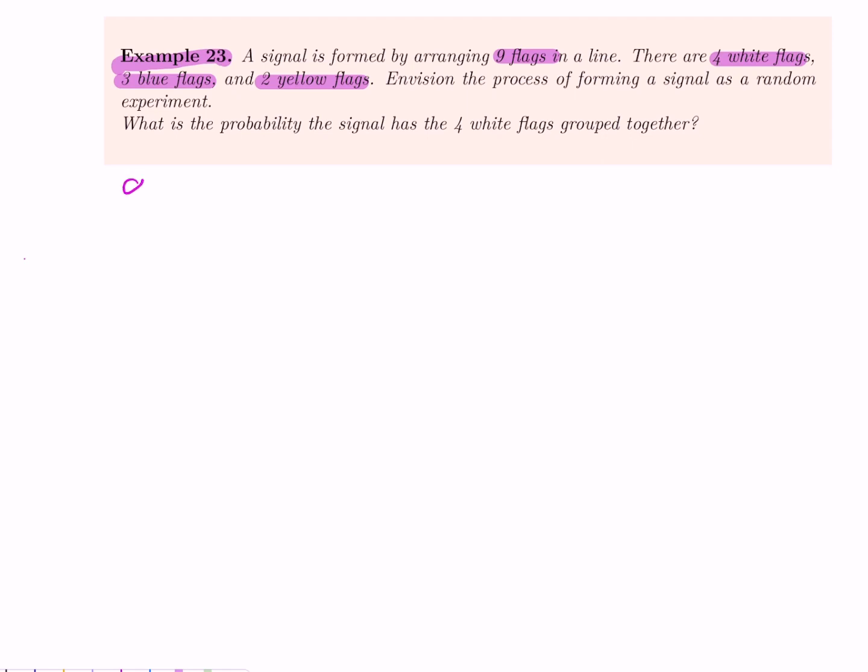There are 9 flags: 4 white, 3 blue, 2 yellow. So envision the process of forming a signal as a random experiment. What is the probability the signal has the 4 white flags grouped together?